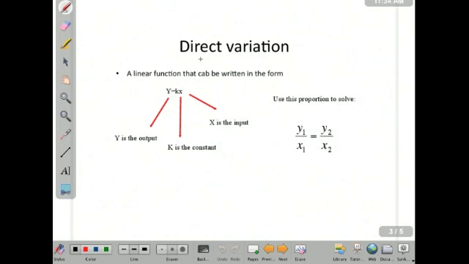So here we have a direct variation equation, y equals kx. Y is typically your output, it's what you get out. K is the constant value, and x is the input, it's what you plug in. The direct variation proportion is your first y over your first x, and you set that equal to your second y over your second x.